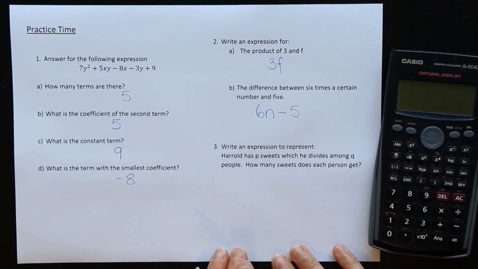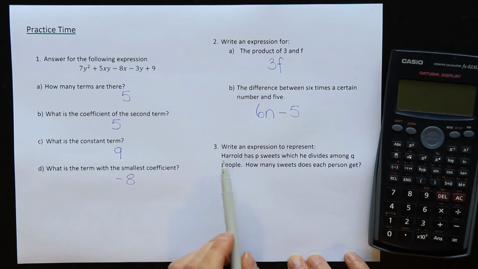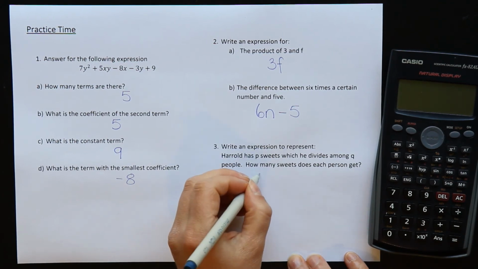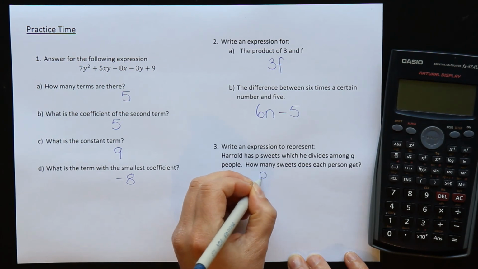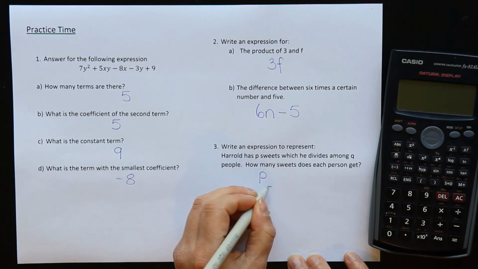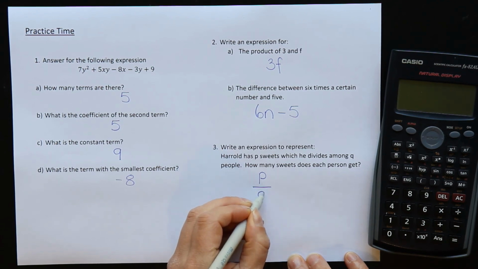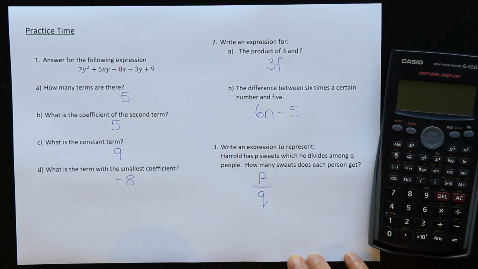And lucky last question, number 3. Write an expression to represent this. All right, Harold has P sweets, which he divides among Q people. How many sweets does each person get? Well, if I have P to start with, I need to divide that by the number of people that I have, which is Q. And that would tell me how many sweets each person gets.